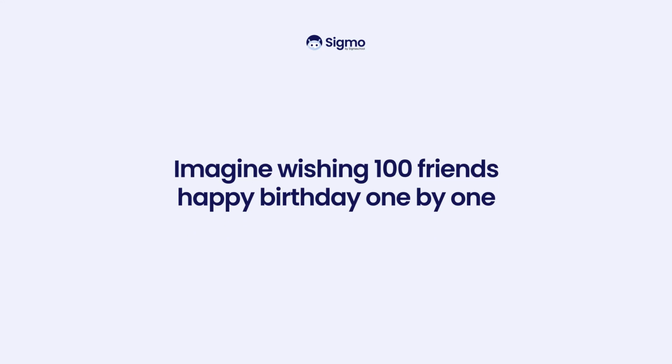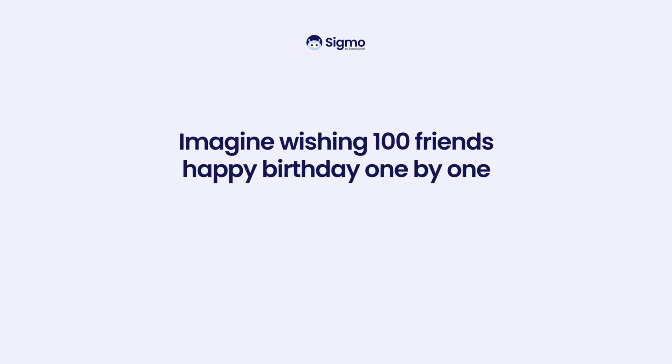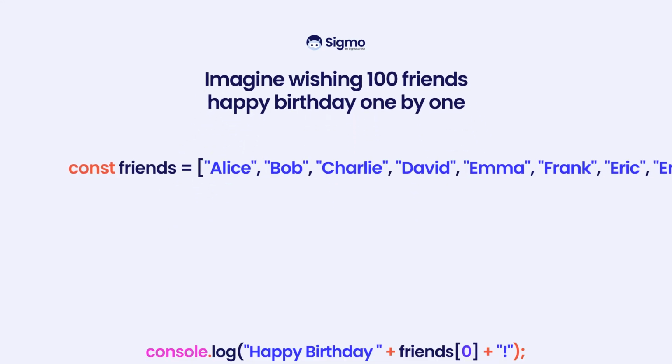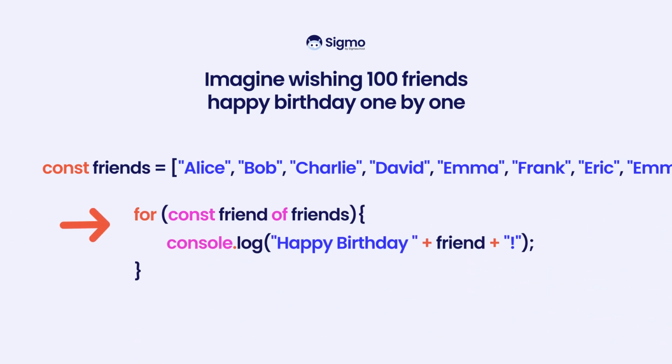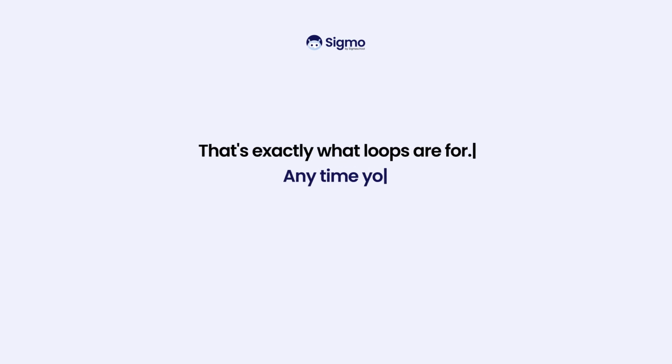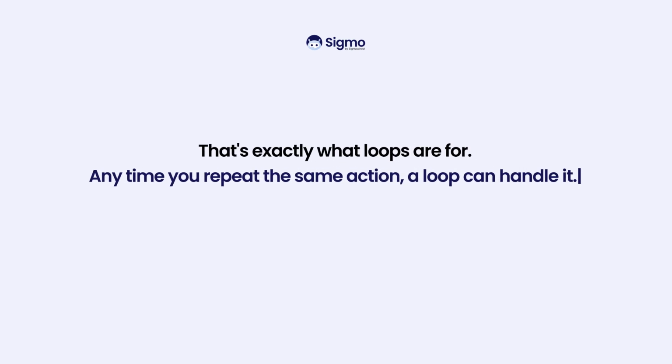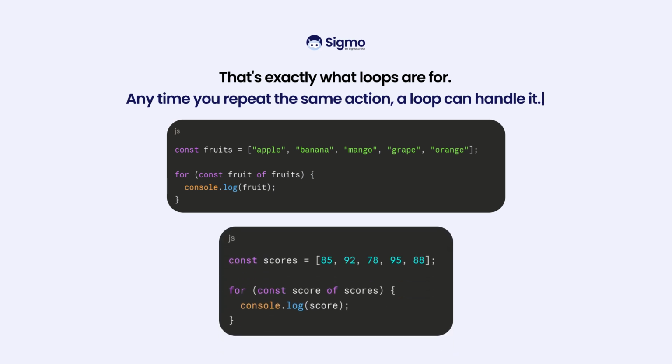Imagine you have a list of 100 friends, and you want to wish every single one of them happy birthday. You could write the same line of code 100 times, or you could use a loop and write it once. That's exactly what loops are for. Anytime you need to do the same thing to every item in a list, a loop handles it automatically so you don't have to repeat yourself.